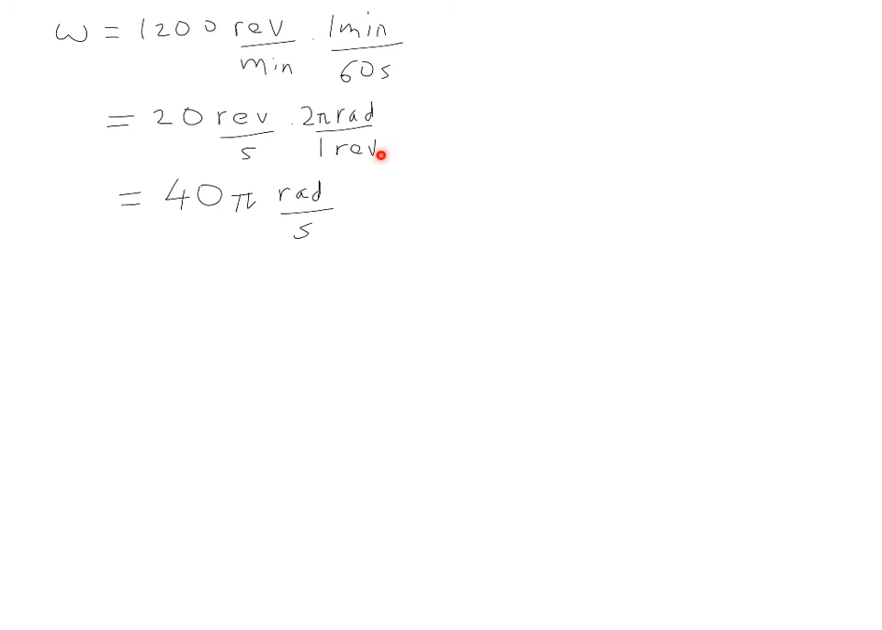Notice this conversion factor. One revolution corresponds to 2 pi radians, because if you move in a circle once, that is, if you complete one revolution, your angle has changed by 2 pi radians. And so we have omega is 40 pi radians per second. v is equal to omega r, which would be 6 pi meters per second.